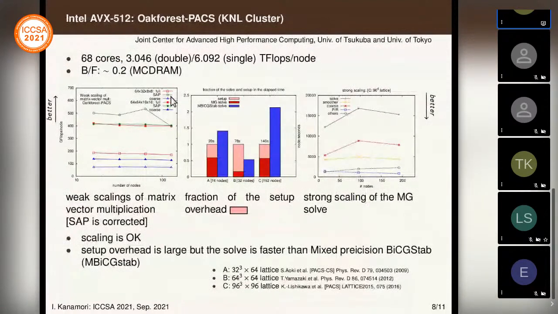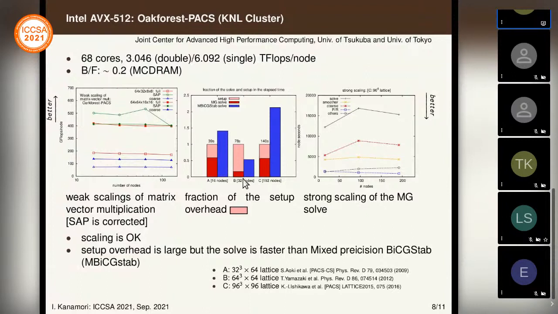Okay, these are the benchmark results. The first one is the Intel system. We use the KNL cluster Oakforest-PACS, hosted by University of Tsukuba and University of Tokyo. The left panel is the weak scaling of the matrix vector multiplication kernel. Since we have three different kernels, fine grid, coarse grid, and the domain decomposed version, we have several benchmark results, and all of them show very good weak scaling.